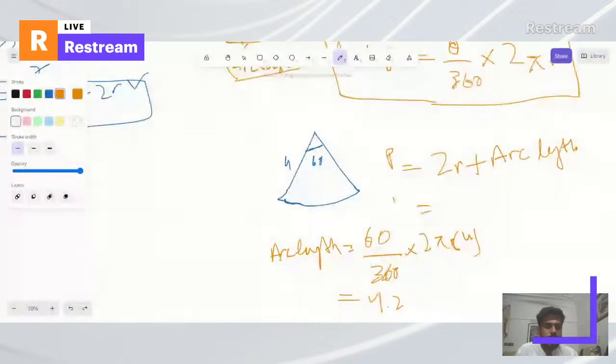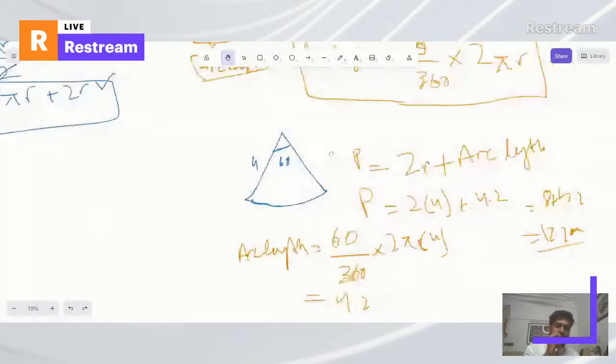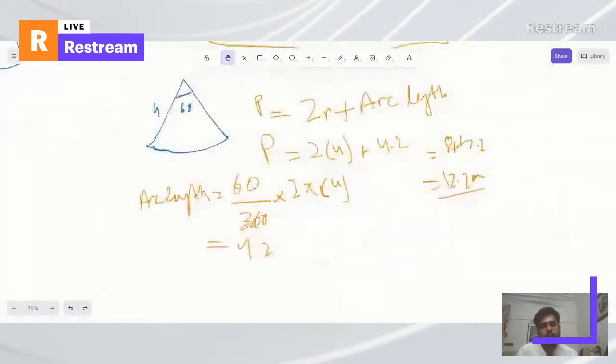If we add it to the formula of perimeter, it's going to be 2 times 4, plus 4.2. So 2 times 4 would be 8, and then plus 4.2, it's going to be 12.2 centimeters. This is the length of the perimeter, and this is how you find the arc length. Am I clear? Is there anyone over here who does not understand this?